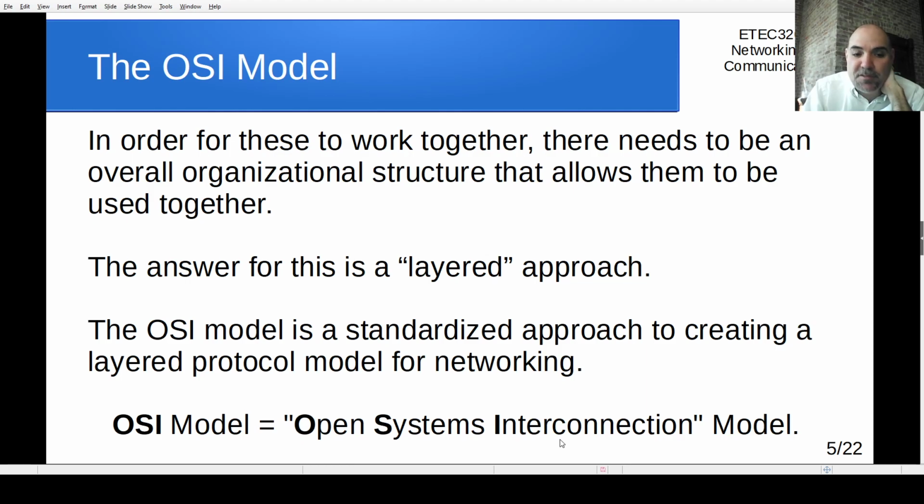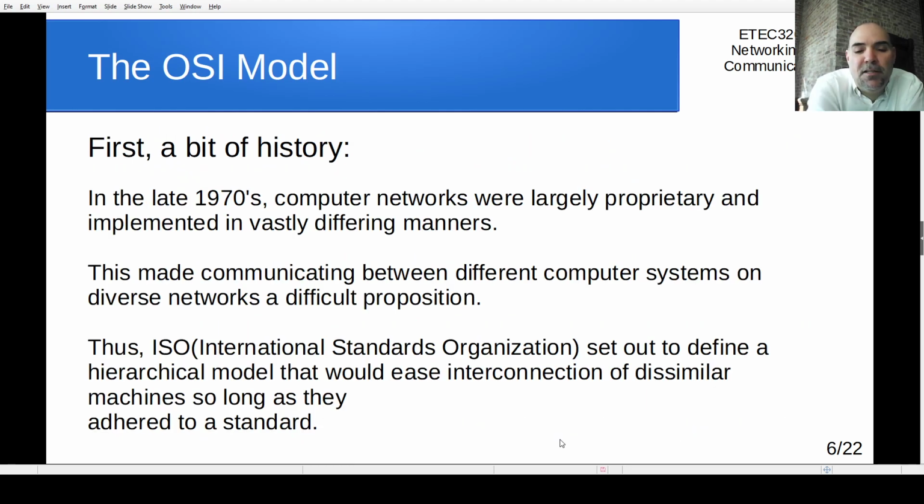All right, so what OSI stands for is Open Systems Interconnection. And that's a part of the ISO, the International Standards Organization, which came up with a standard model for doing this layered protocol, layered communication. So first, let's take a quick look at a bit of history here.